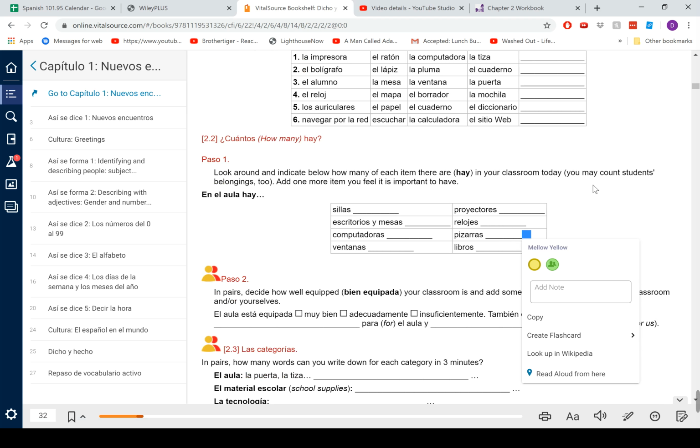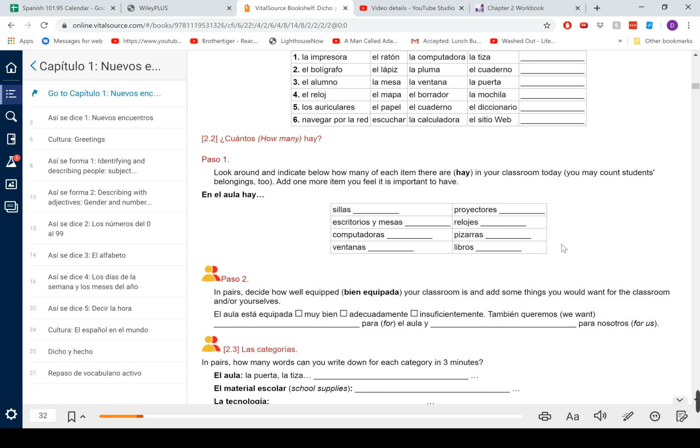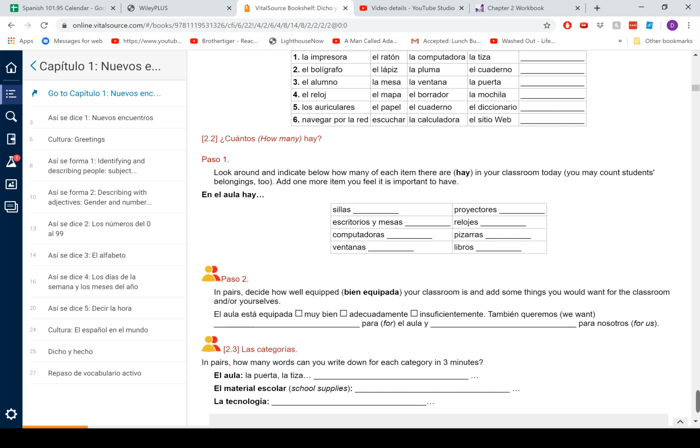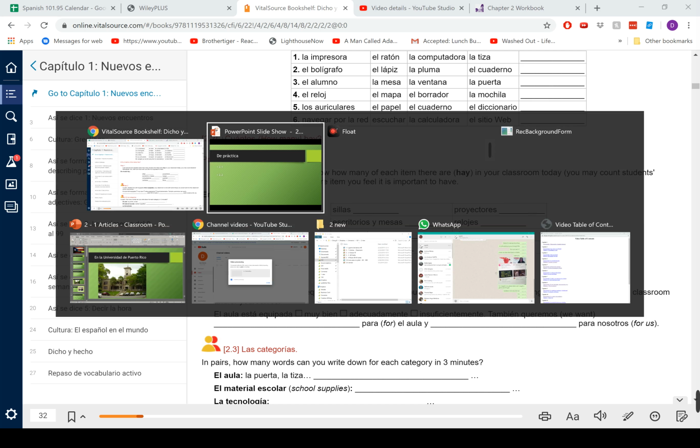Number two, given that you're probably doing this in your house and in your rooms, you probably don't have things like proyectores, but you might have pizarras, libros, relojes. So en la aula, hay. And there's that word again. That means there is or there are, right? So make your sentences. So en la casa or en la sala hay however many sillas, etc., right? Let's go back to the slides.